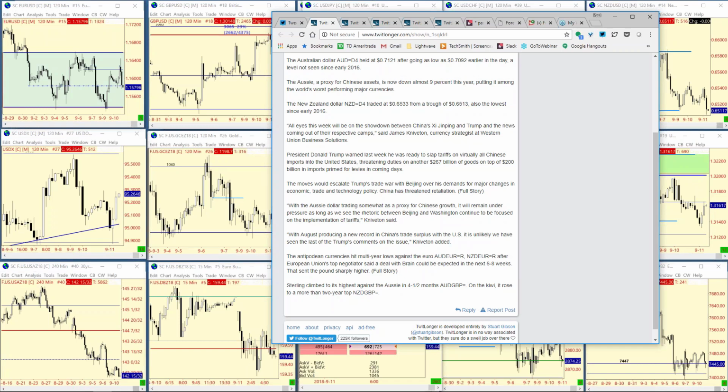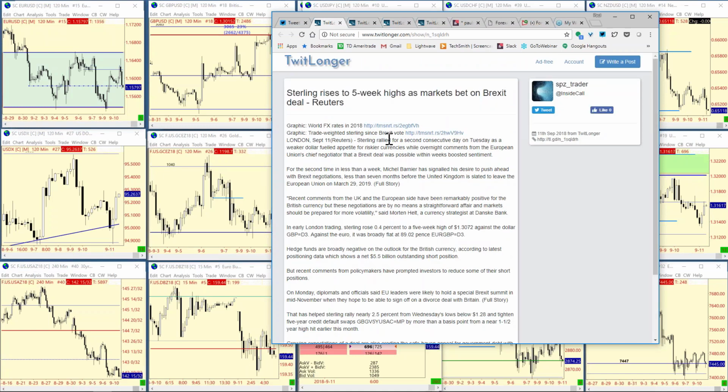So once again, we're just going to do a quick flyby on some of the news. Sterling rises to a 5-week high as market bets on Brexit deal. Sterling rallied for a second consecutive day on Tuesday as a weaker dollar and appetite for riskier currencies, while overnight comments from the European Union chief negotiator that a Brexit deal was possible within weeks boosted sentiment. Recent comments from the UK and European side are remarkably positive for the British currency, but these negotiations are by no means a straightforward affair.